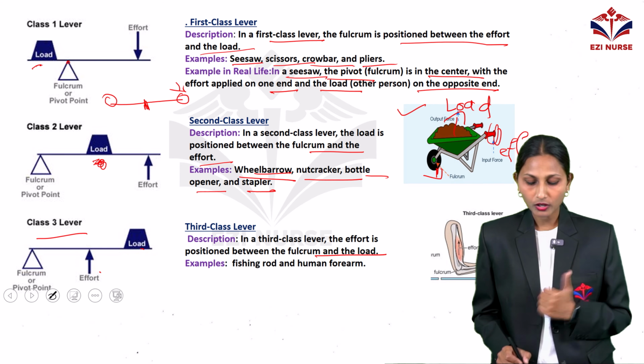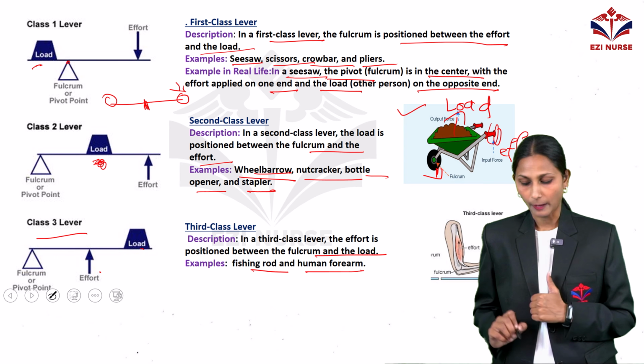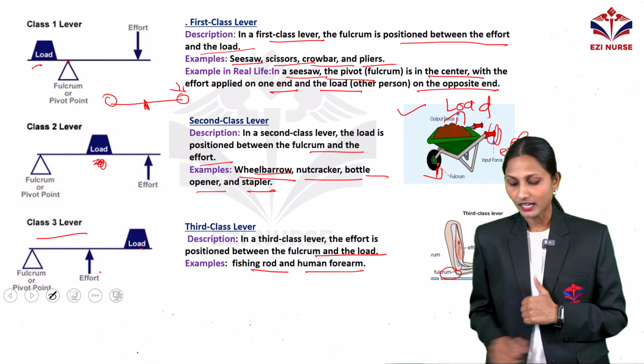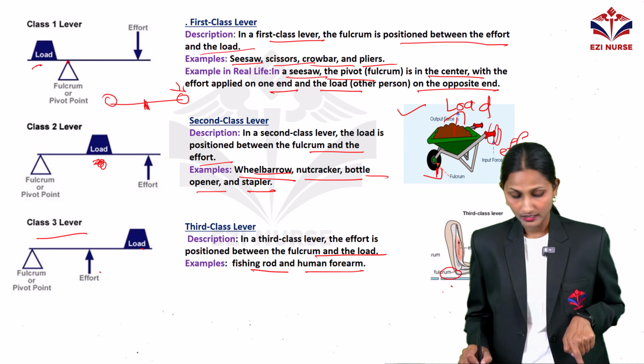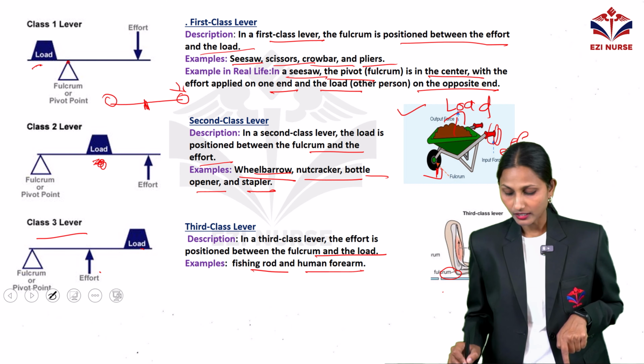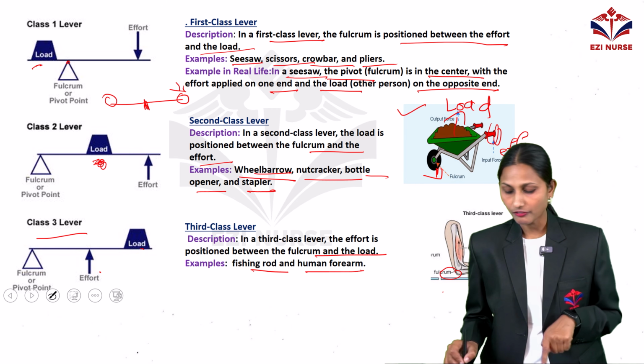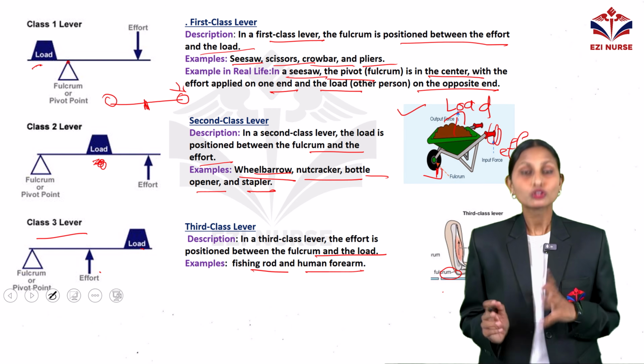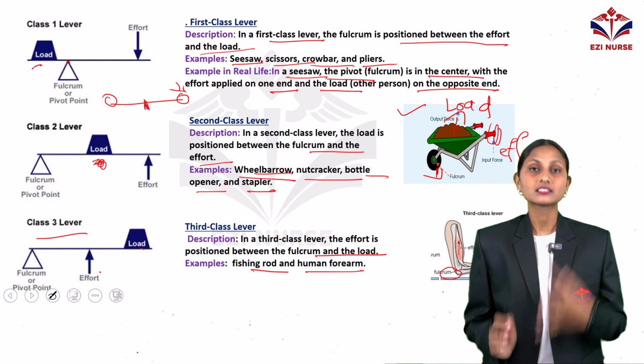The examples of this are a fishing rod and the human forearm. As you can see in this diagram, the fulcrum is at one side. Here we are putting the effort, from this side we are giving the effort, and the load is here. So this is the example of a class 3 lever.